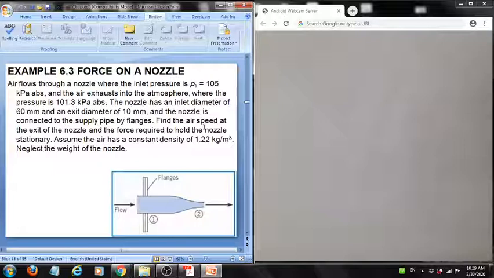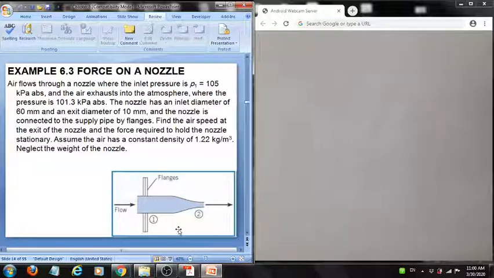The fluid at station 1 is given to us as 105 kilopascal absolute, whereas the atmospheric pressure is 101.3 kilopascal absolute. We're given the diameter here to be 6 millimeters, whereas at the exit we're given it to be 1 millimeter. The requirement here is to find the airspeed at the exit of the nozzle and the force required to hold the nozzle stationary. And we're given the density being 1.22 kilogram per cubic meter. In this case, you will see that we will be using three equations to solve this problem.